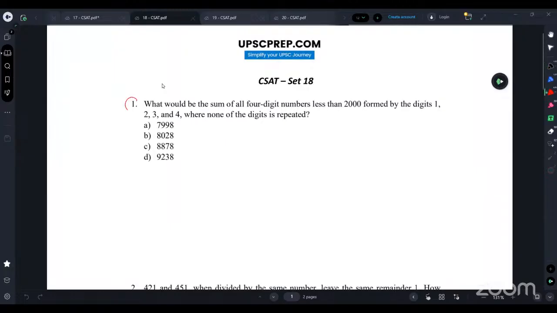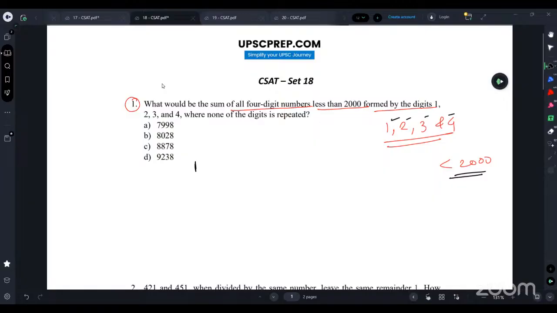What will be the sum of all four-digit numbers less than 2000 formed by digits 1, 2, 3, 4? So we have the digits 1, 2, 3 and 4. So we have only four digits. But numbers should be less than 2000, right? So what can be the numbers which can be formed by using these four digits? And the number should not exceed 2000.